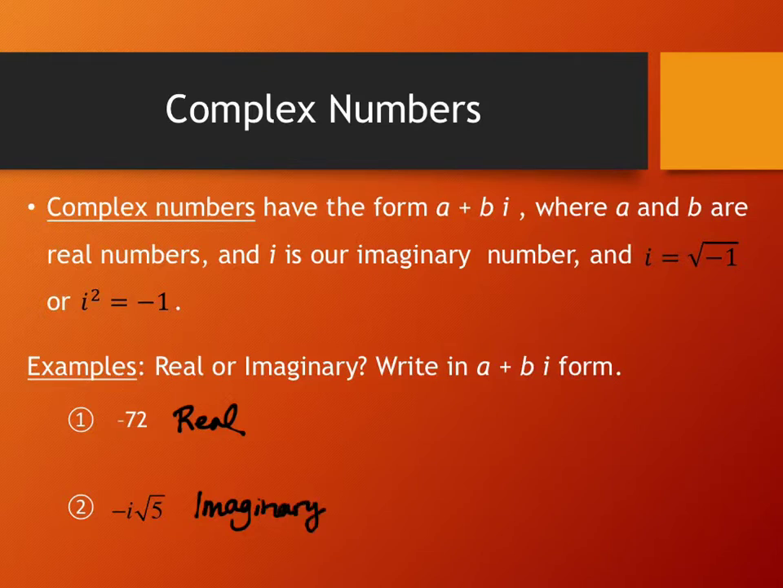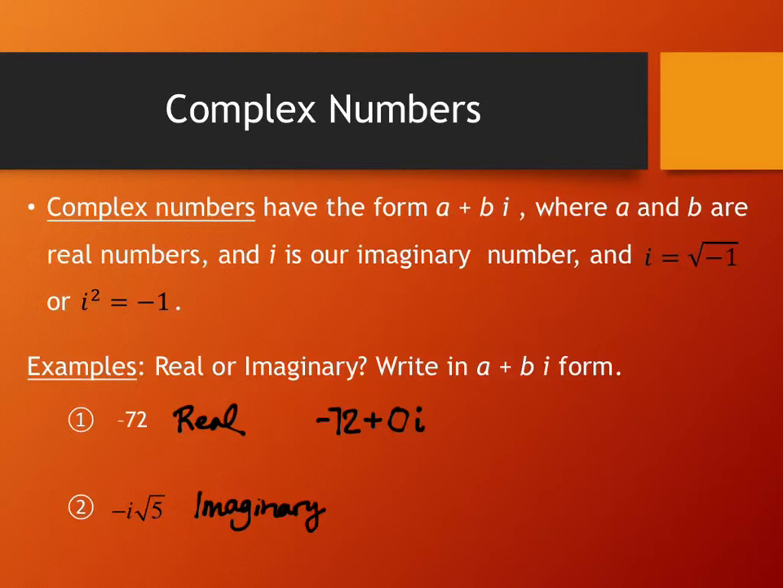To write it in a plus bi form means to identify which piece is the real part and which piece is being multiplied by the imaginary unit. So we already said in number 1 that the number -72 is a real number, so it's the a, -72, plus 0i, because there is no imaginary unit in that particular problem. So it's just 0i. So that's fine. 0i is 0. But that's how we would write it in that form.